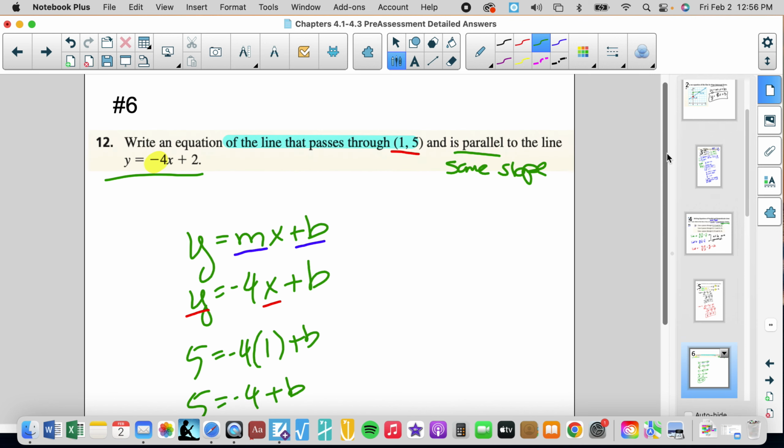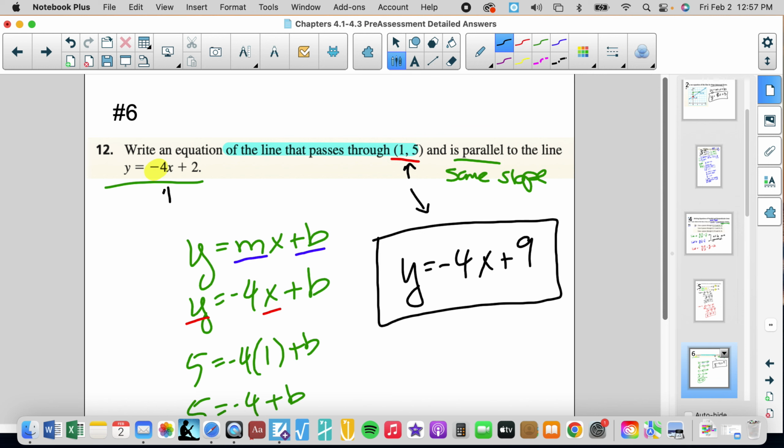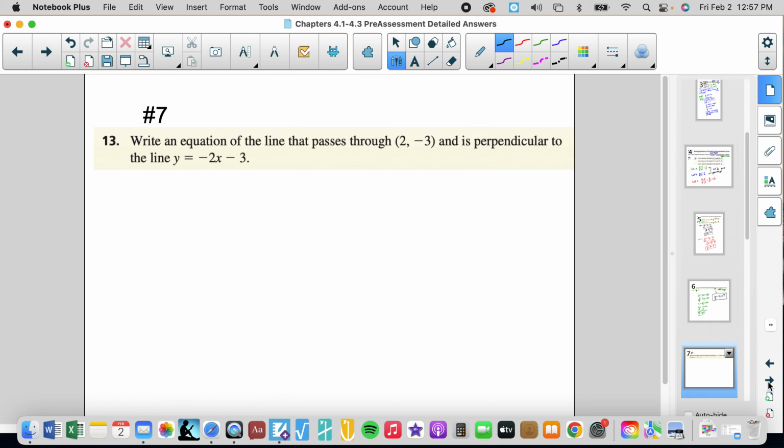So the equation for the line that passes through 1, 5 and is parallel to the line y equals negative 4x plus 2 is y equals negative 4x plus 9. That's number 12. Let's make sure that that is correct, and it is. Very nice. So this point is only going to be true for this equation. It is not going to be true for that, because if it went through both of them, then they wouldn't be parallel. They would be intersecting. So that's a little trick question right there.